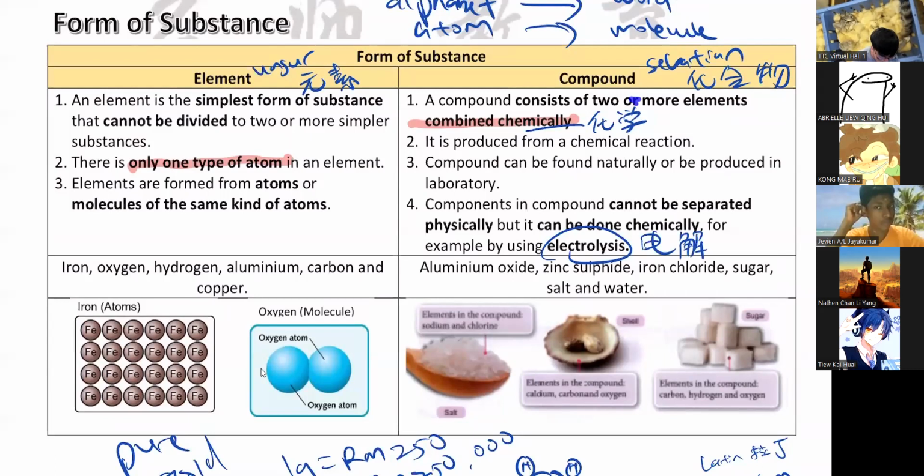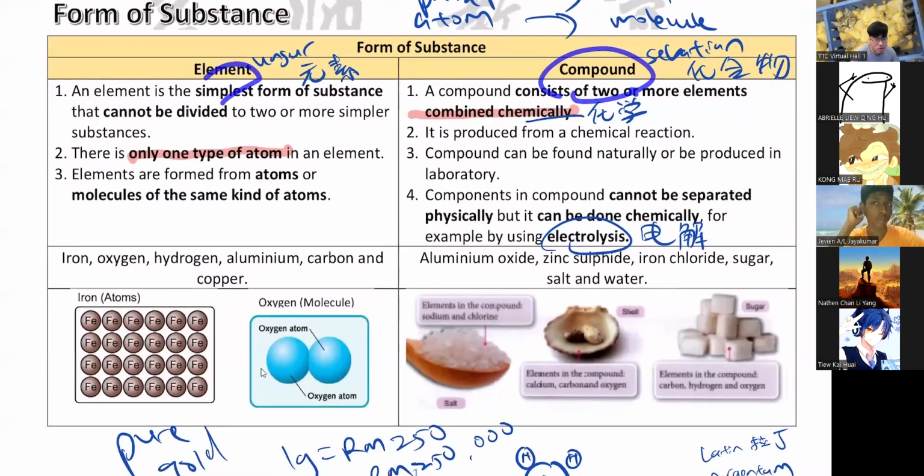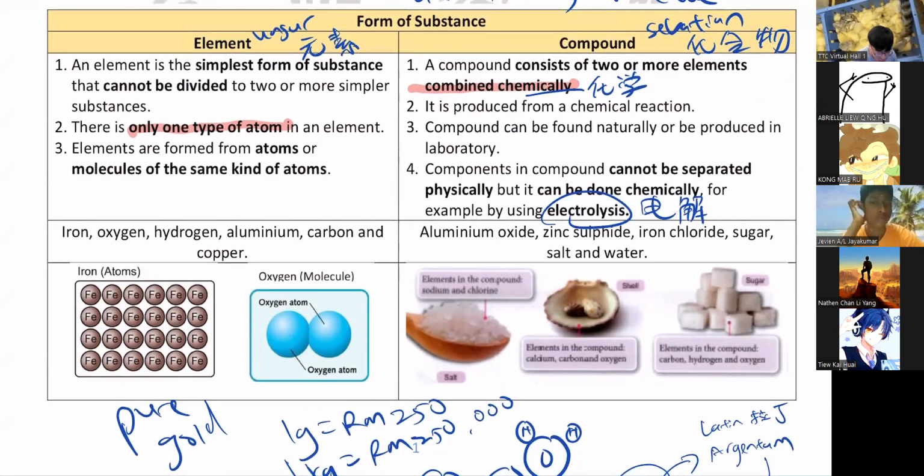Anyway, let's look at compound. Compound is when you combine two or more elements chemically, secara kimia. Chemical means they have chemical reaction, they become friends. So that's your compound. We call it sebatian in BM. Since you combine them chemically, you cannot separate them physically. You can only separate them chemically.